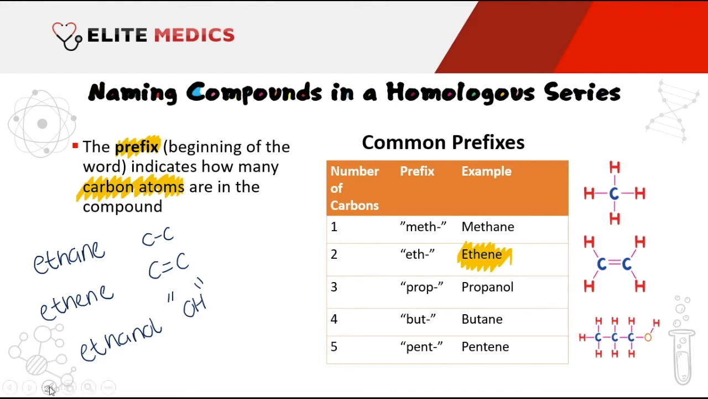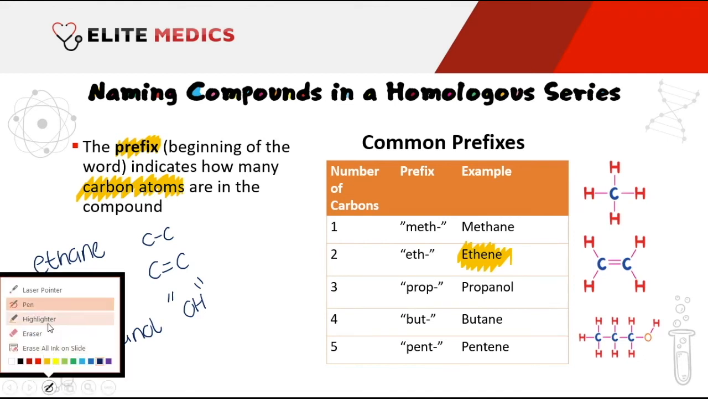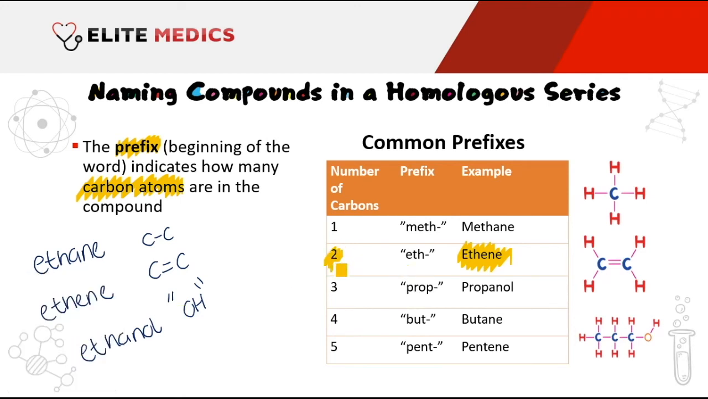And obviously, the other thing you would draw away from this would be the fact that because it's eth, you know that the number of carbons will be 2.